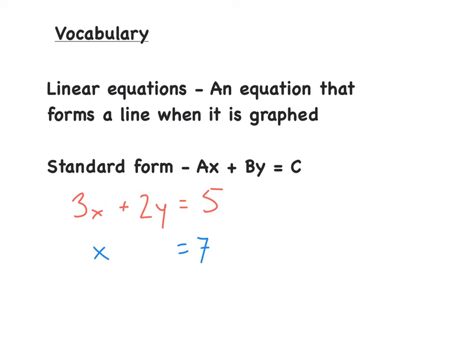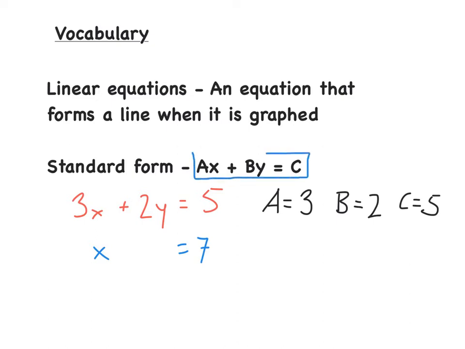So if we look at the below equation, we have 3x plus 2y is equal to 5. If we're trying to figure out what a is equal to, a is equal to 3, b is equal to 2, and c is equal to 5. This standard form is very important.